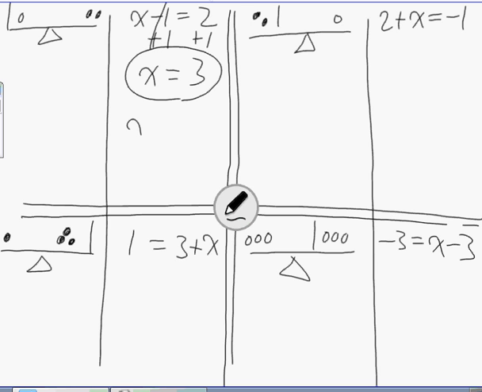And if I go back to my original equation and I substitute x for 3, I should have both sides being equal, and they are. So the only value of x in this equation that works is 3.